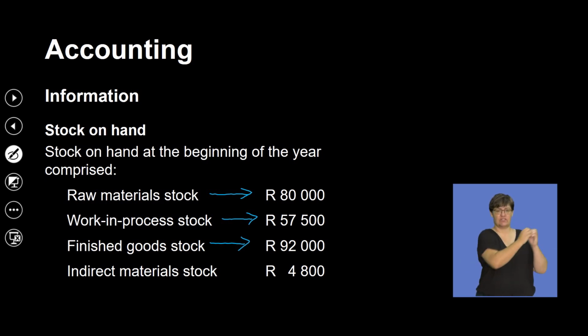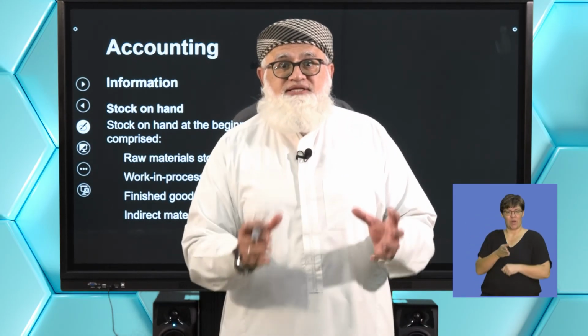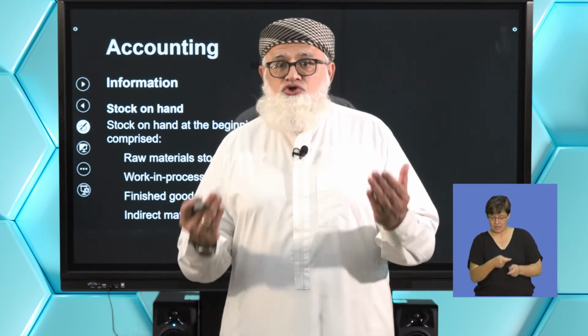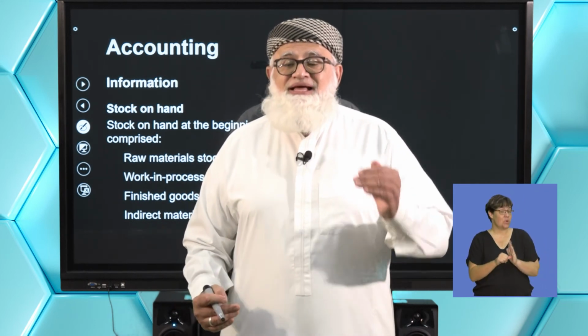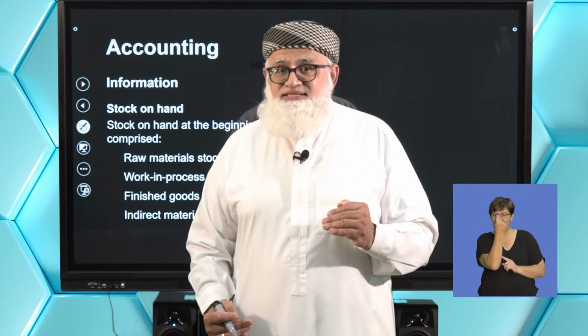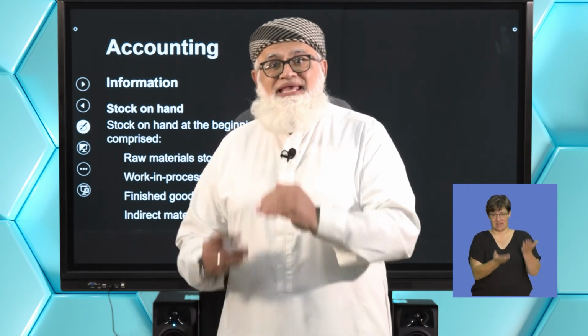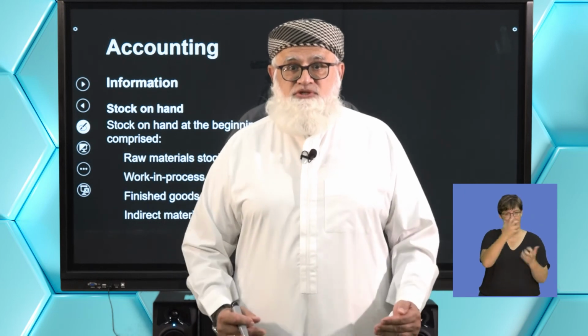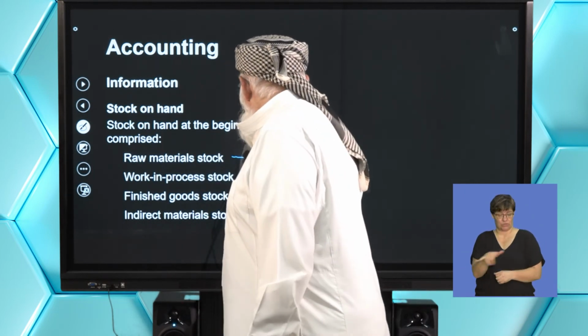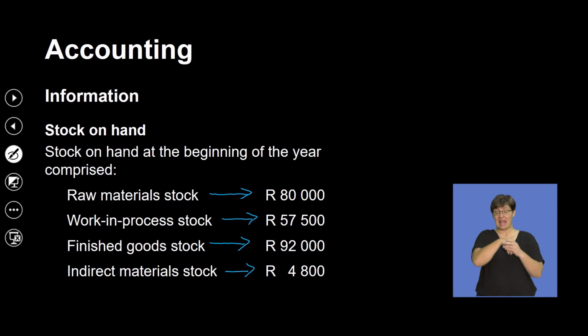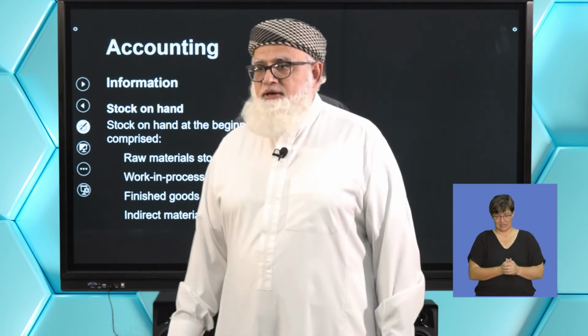Okay, finished goods stock. These are items that are completely produced. Where are they sitting? They are sitting in the showroom, waiting to be sold. So what's important here, accounting boffins? Understand each of these balances and which accounts they impact on. That's important, okay? And then you are told indirect material stock amounted to 4,800. That's the value of indirect materials that you have on hand at the beginning of your financial period.